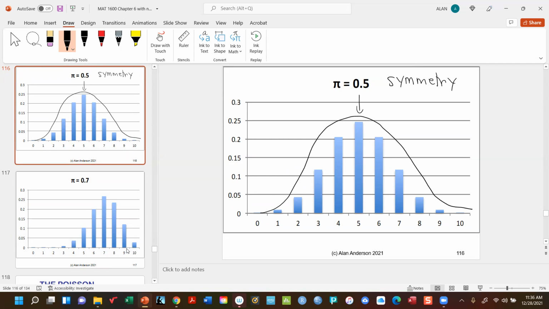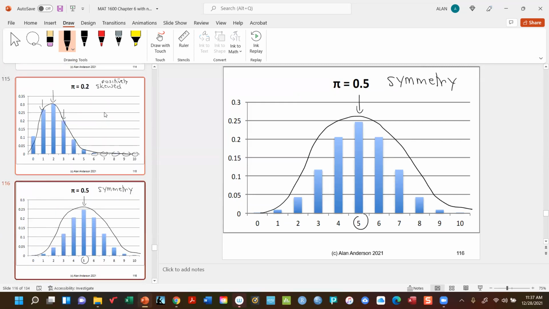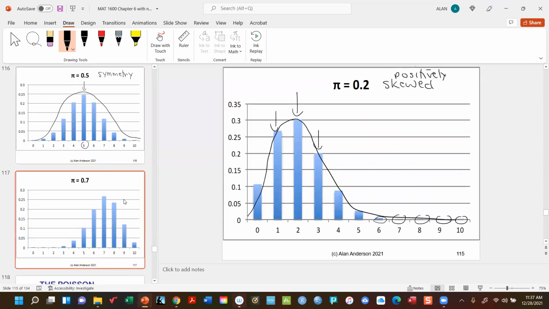The left and the right of 5, that is. Everything to the right of 5 and everything to the left of 5 are mirror images of each other. And so the last case is one where pi is 0.7, and you can probably guess it's the opposite of this one. And that's absolutely correct.